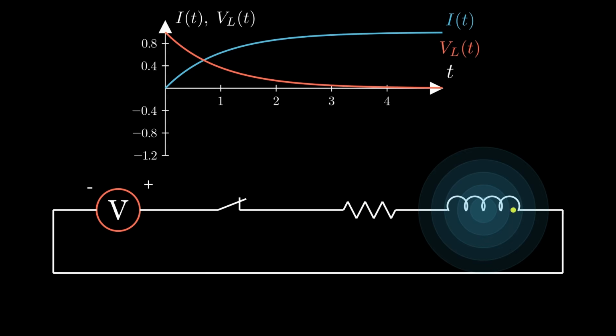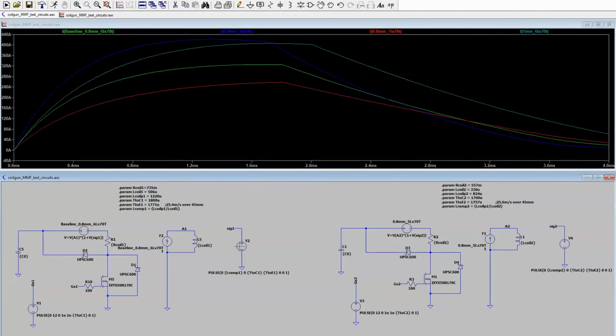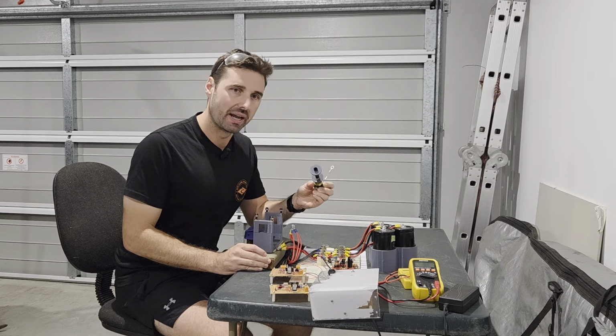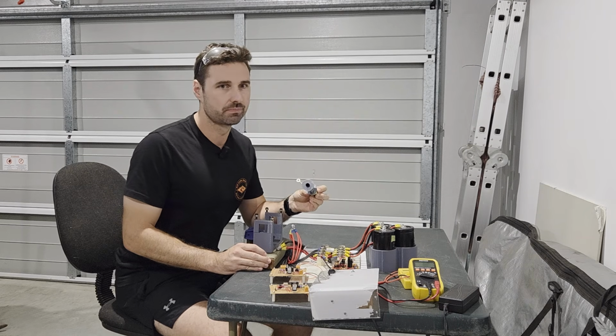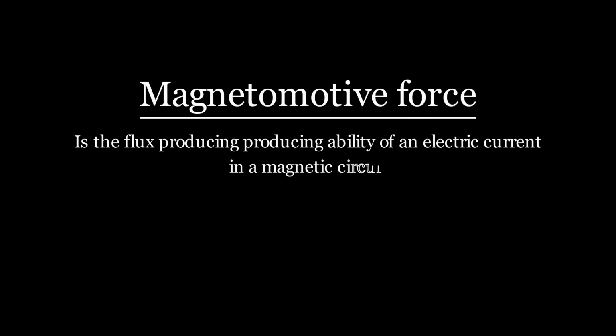We'll work our way through these by looking at the electrical current flow through the coils by simulating the system and seeing what is happening through the process of firing a projectile. The first principle that comes to mind when thinking about an electromagnet is the magnetomotive force, which is the flux-producing ability of an electric current in a magnetic circuit.